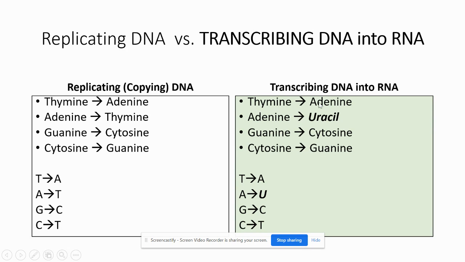Thymine always matches with adenine. Adenine always matches with uracil. Guanine always matches with cytosine. Cytosine always matches with guanine. So when it comes down to looking at this, you will always see T getting matched with A, getting matched with U, G getting matched with C, and C getting matched with G.